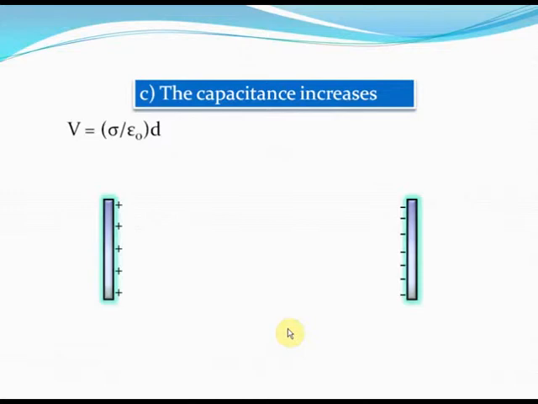Option C said the capacitance increases when the plates are moved apart. Now we just derived the expression for the capacitance of a parallel plate capacitor. C is epsilon naught A by d. Now since C is epsilon naught A by d, increasing the distance will decrease the value of the capacitance, isn't it? Because d in this expression is the distance between the plates. So clearly when we increase the distance between the plates, capacitance decreases, it does not increase. So this option is also wrong.